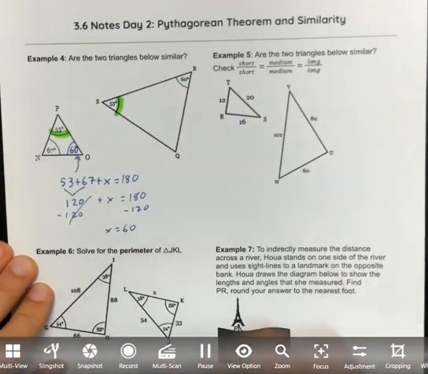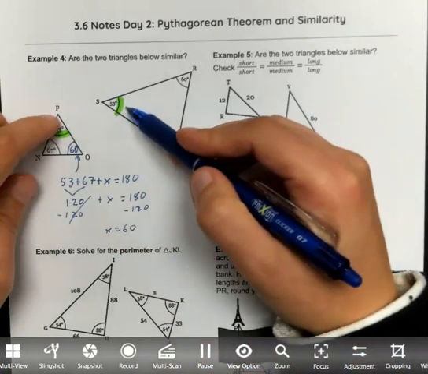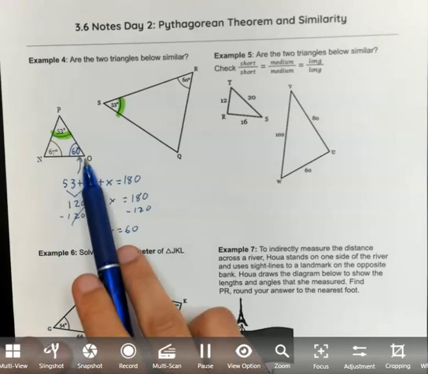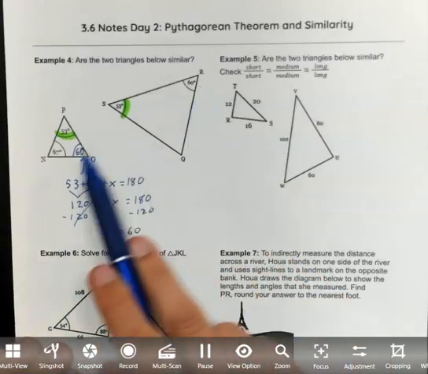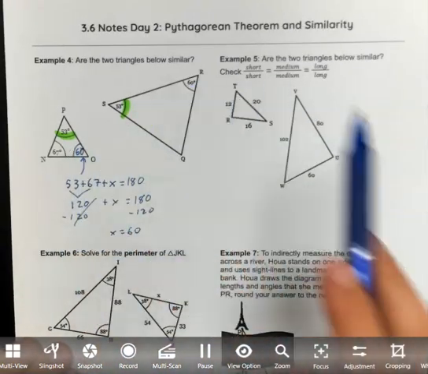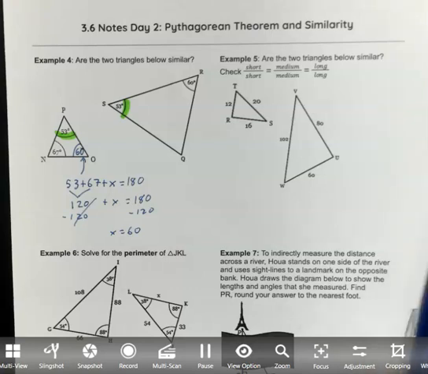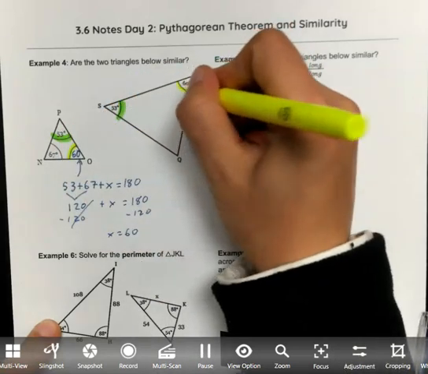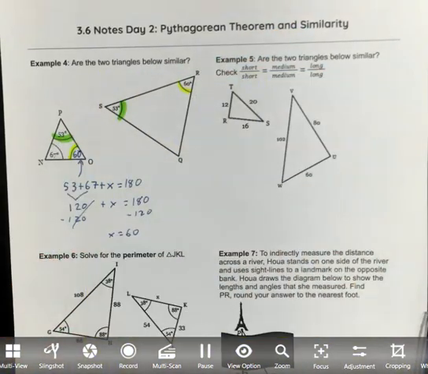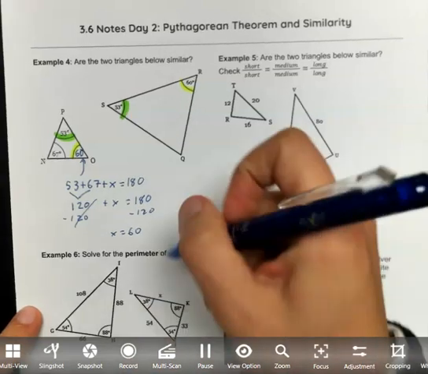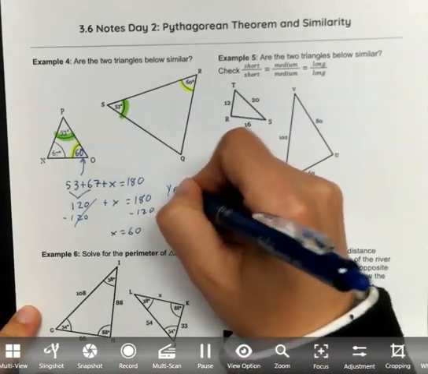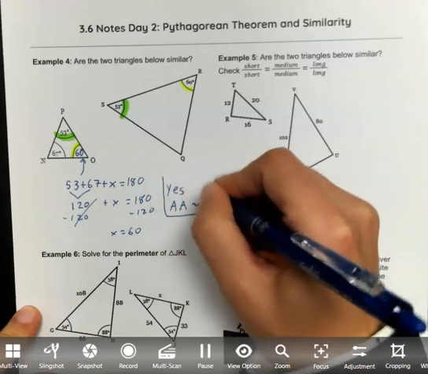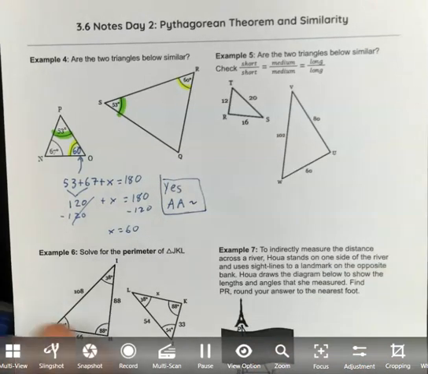Alright, at first glance it looked like we only had one angle that was congruent, right? The 53. But now that I know that this angle here is 60, do we have two angles that are congruent? Yes, we do. We have that 60 and the 53. So therefore, these two triangles are similar because we have two congruent angles using angle-angle similarity. Okay?